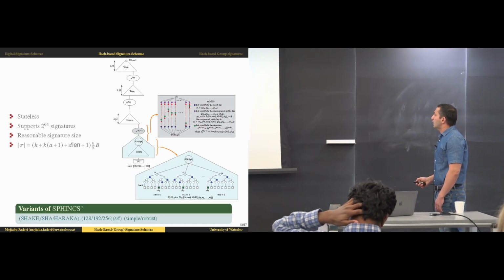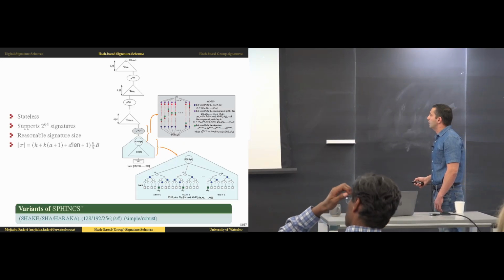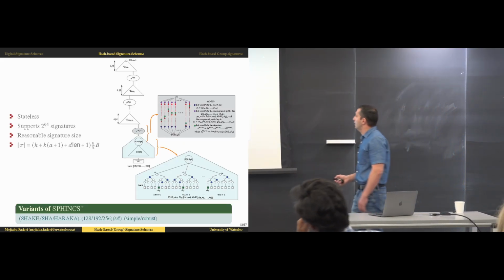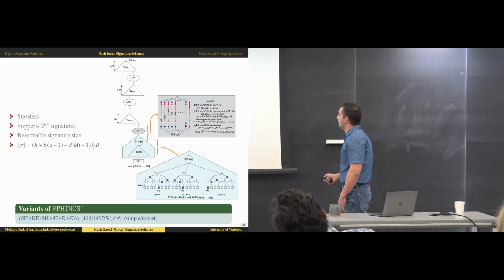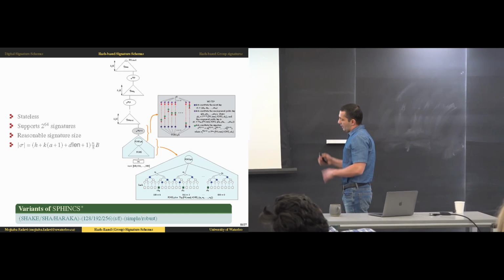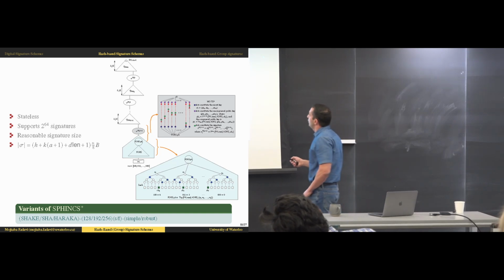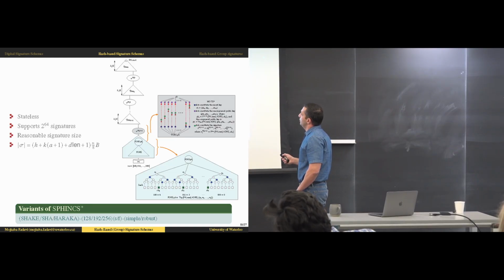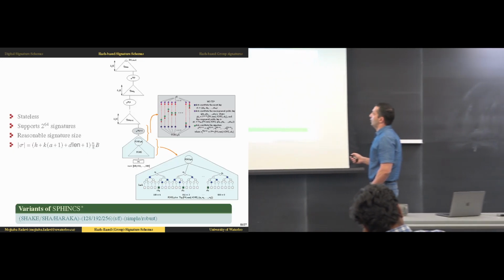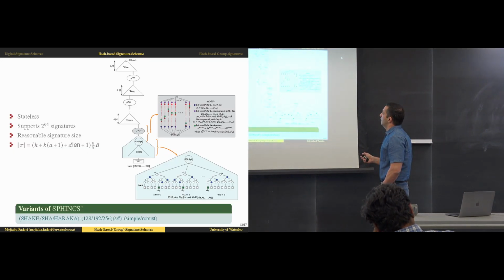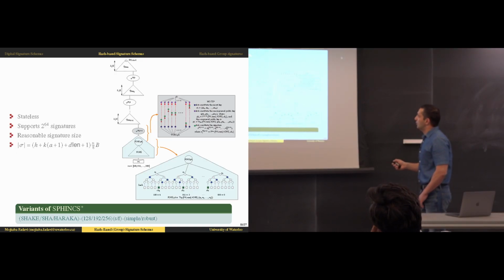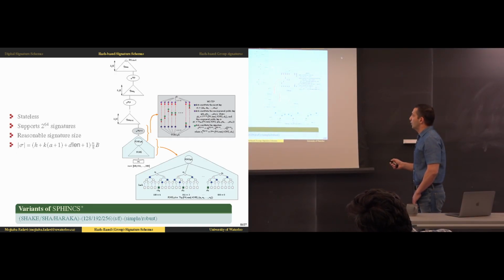Okay, let me talk about S and F. S and F stand for small and fast. In the small case, we use larger Merkle trees. We have few layers. But constructing larger Merkle trees takes more time, and even though the signature size reduces, it takes more time.